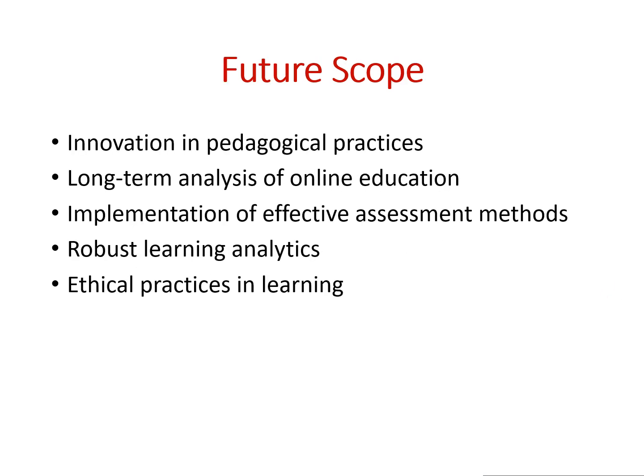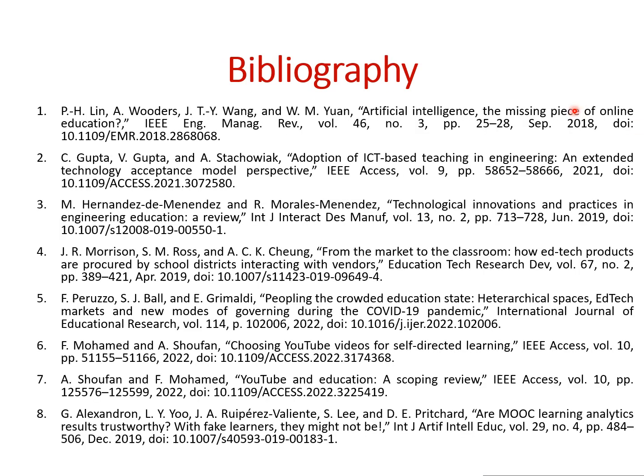And these are the various future scope elements to be considered. There is a need of innovation in pedagogical strategies, and the long-term analysis is required for online education. The implementation of effective assessment methods is also required, and there is a requirement of robust learning analytics. Also, we need to consider the ethical practices in the learning. These are some important bibliography for literature survey.